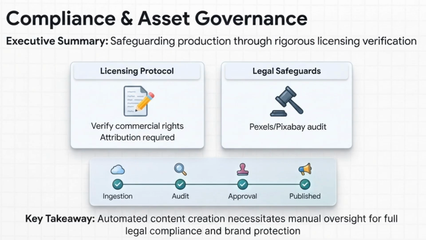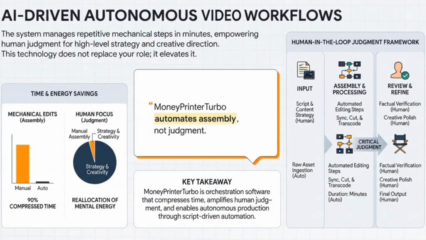Keep in mind, free footage isn't automatically cleared for every single commercial use case. Before you go ahead and publish a single frame, you absolutely must manually verify the commercial licensing and handle any specific attribution requirements for the assets you're pulling from platforms like Pexels or Pixabay. The reality of AI workflows today is pretty clear. The system handles the assembly, but you still have to supply the judgment.